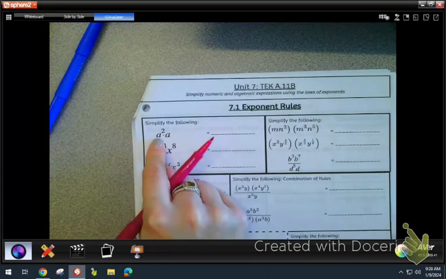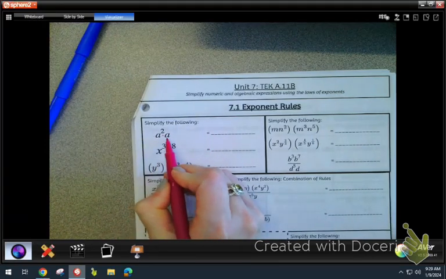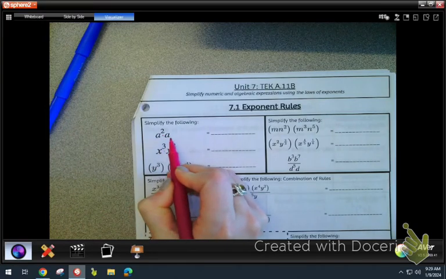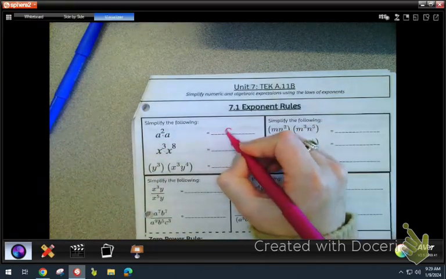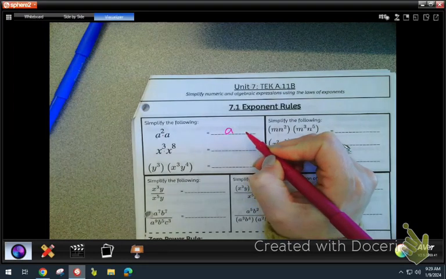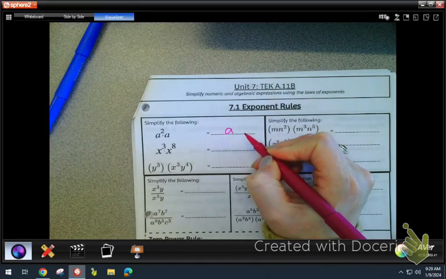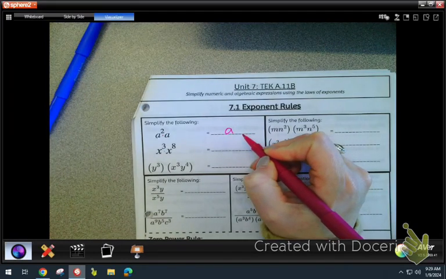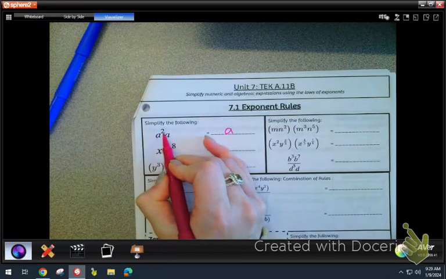So let's just look at the first one. Do we have the same base in this case? What is our base? A. So we're going to go ahead and write down that base. The base is not going to change. Coefficients aren't going to change. We're not doing anything with coefficients today. So just write down that base. Now we're going to look at the exponents, the tiny numbers, and we're going to add those.